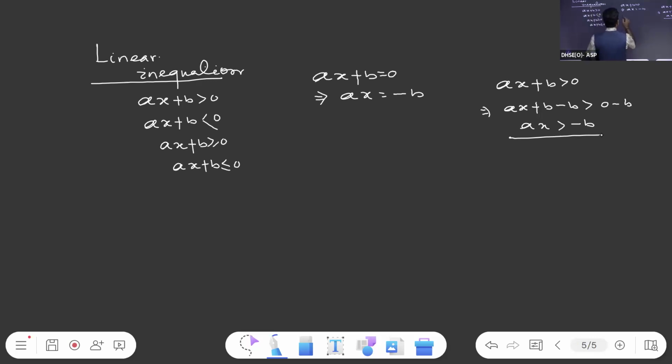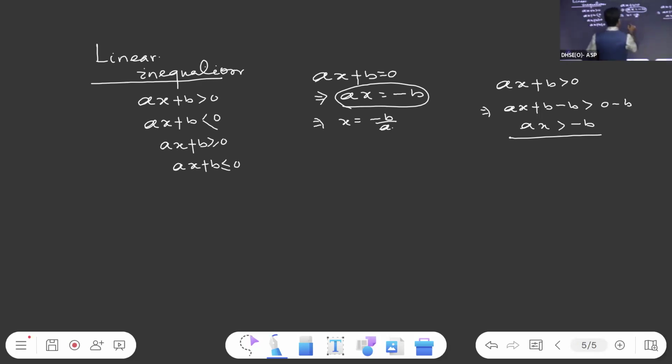Second, how to solve this? The next step is x = −b/a. That means we have to divide both sides by a. But in the case of inequality, it is a little bit different. If we divide or multiply both sides of an inequality by the same positive constant quantity, then the symbol of the inequality remains unchanged. But if we divide or multiply both sides by a negative constant quantity, then the symbol of the inequality will be reversed.